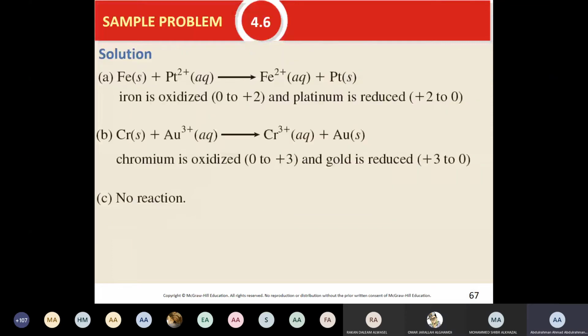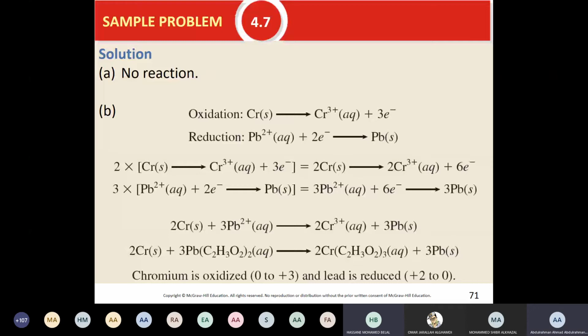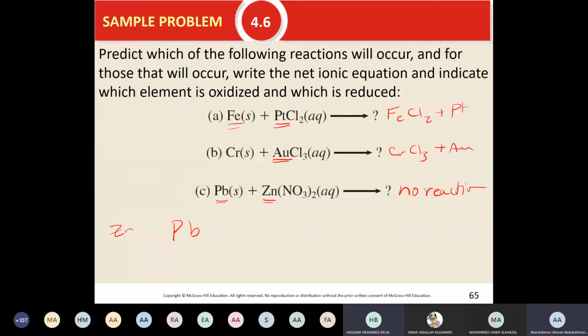Good. Now, Doctor, why no reaction here? We said that already. Zinc is higher, zinc is here, and Pb is here. So zinc wants to stay as zinc 2 plus, not zinc. So there will be no reaction. But platinum and gold are very low, and that's why the iron wants to become Fe2 plus, and chromium wants to become chromium 3 plus. But zinc, because it's higher, wants to stay as zinc 2 plus.